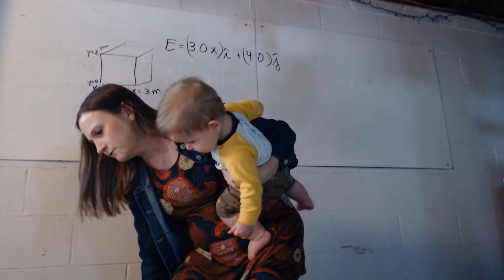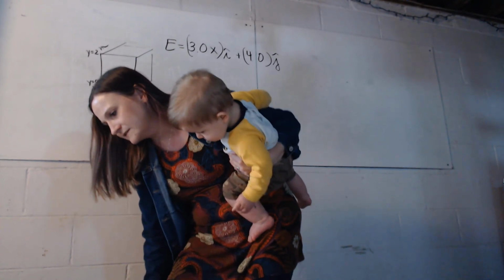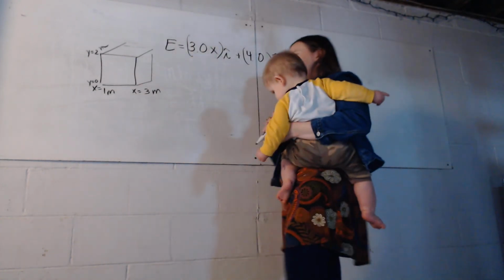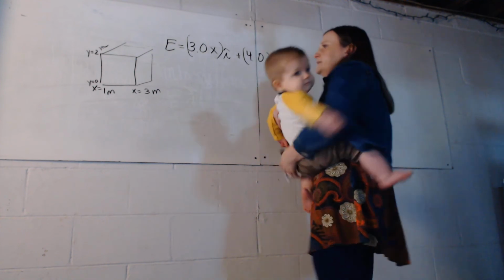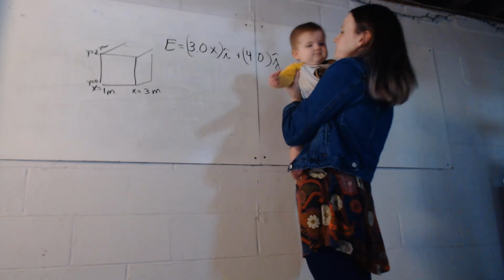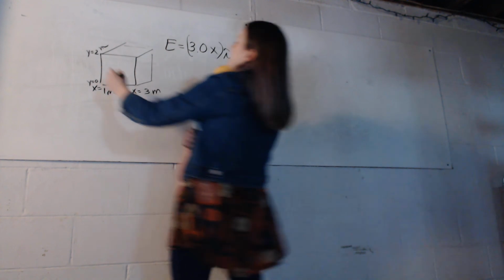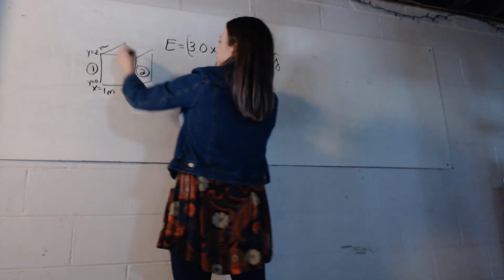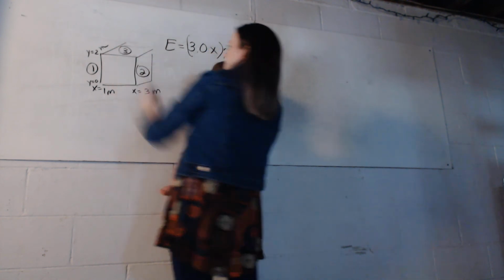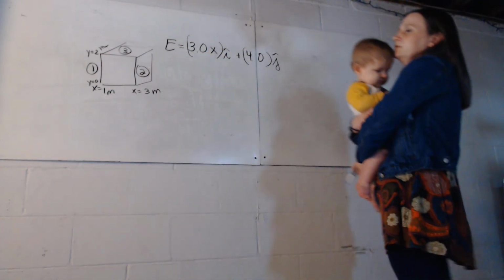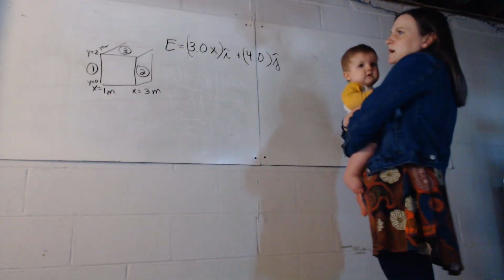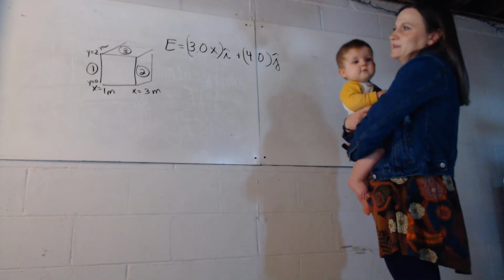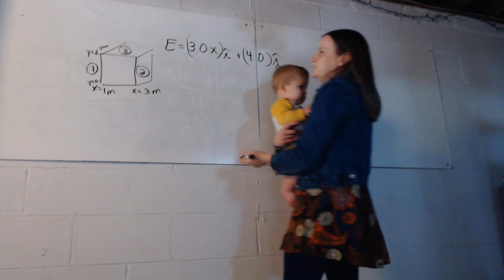And so the problem asks us to find the electric flux through the right face, the left face, and the top face. Okay? So we want to find the electric flux over here, through here and through here. So left, right, and top. Let's actually start with the top. I said I was going to start in x, but let's start with the top.